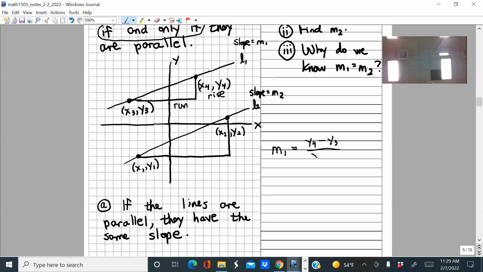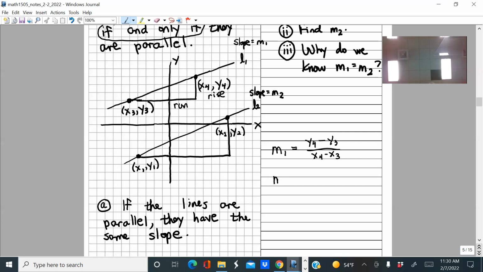And you divide it by the difference in the x coordinates, right? X4 minus x3. There's the rise and there's the run, right? So, okay, cool, right? So that's the slope, and that's all I can say about it because I don't know the exact values for any of these variables, right? What about for the second line?